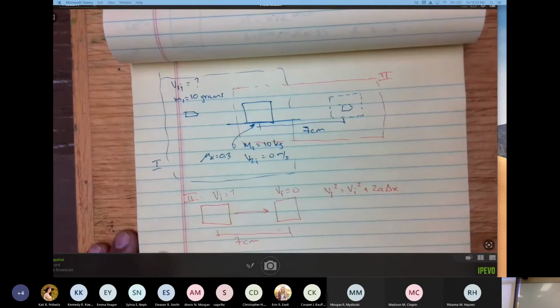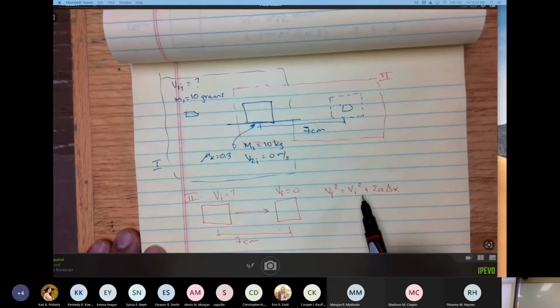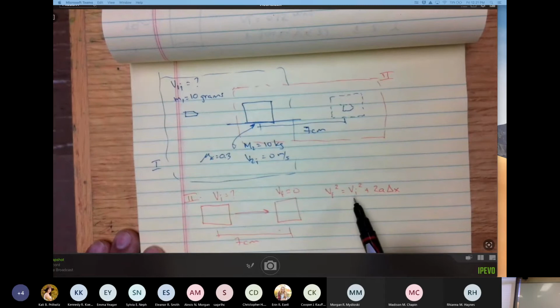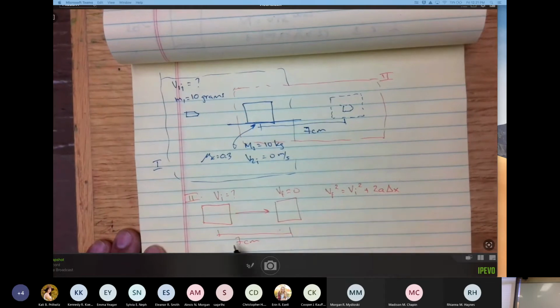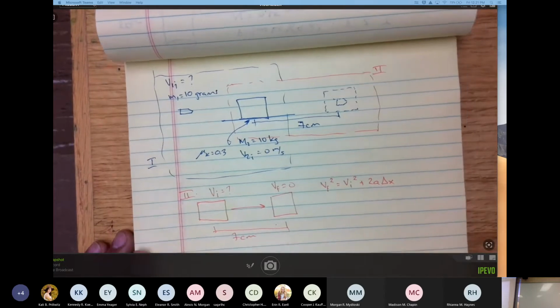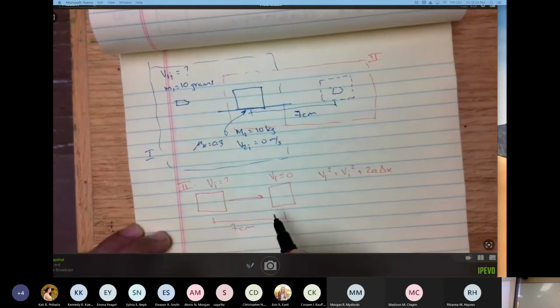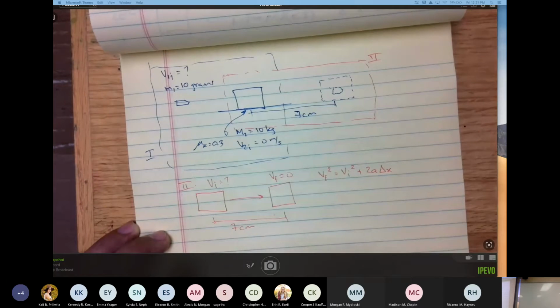So I have the final velocity is going to be 0. I don't know the initial velocity. That's what I want to find out. I have delta x that is going to be 7 centimeters, but I don't have the acceleration. Now, I can find the acceleration, okay? So to find the acceleration, I'm going to do the free body diagram of the block.